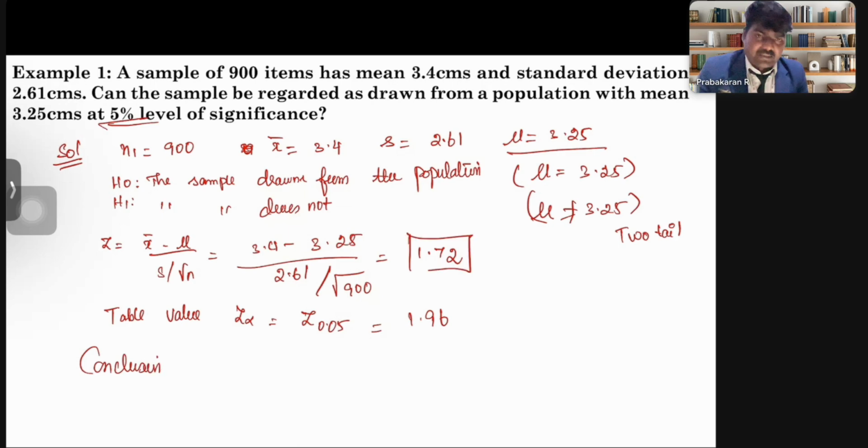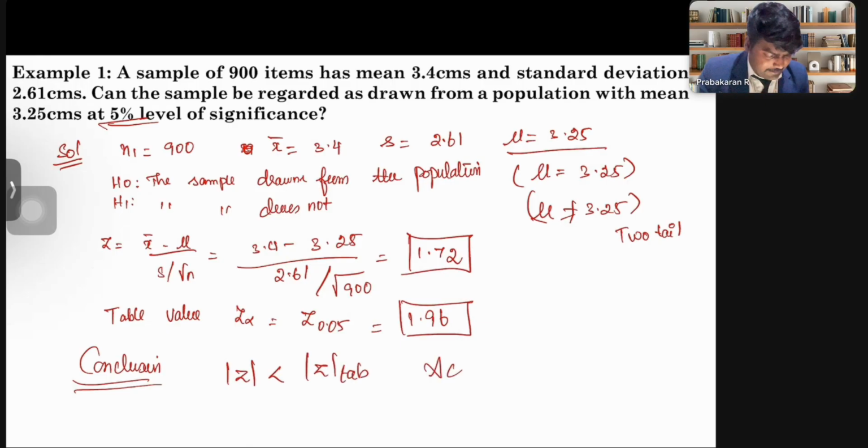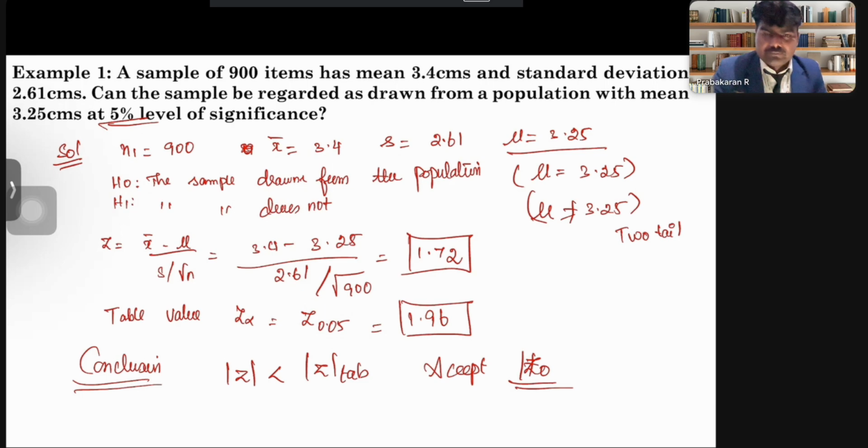So the conclusion: the test value is 1.72, the table value is 1.96. By comparing, which is greater? The greater value is the table value, obviously. So Z is lesser than the Z tabulated value. Since the tabular value is greater, we can accept the null hypothesis H0. That means the conclusion is that the given sample is drawn from the given population at 5% level of significance.